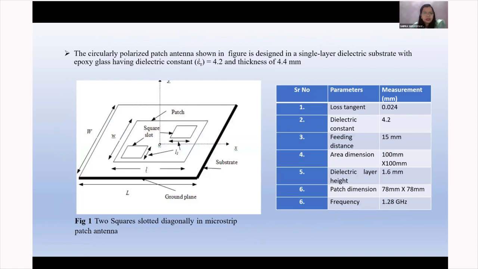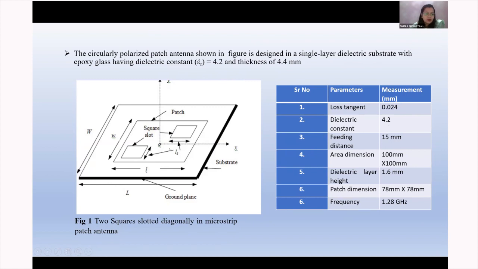So this is the first design. Here are the specifications of the patch antenna. These are the width and length which I have shown you; we can calculate them with those equations. On the patch we have cut two square slots diagonally. These are the specifications of the slots. The loss tangent is 0.024, and I have simulated this antenna on a glass epoxy type substrate. The dielectric constant for that is 4.2.